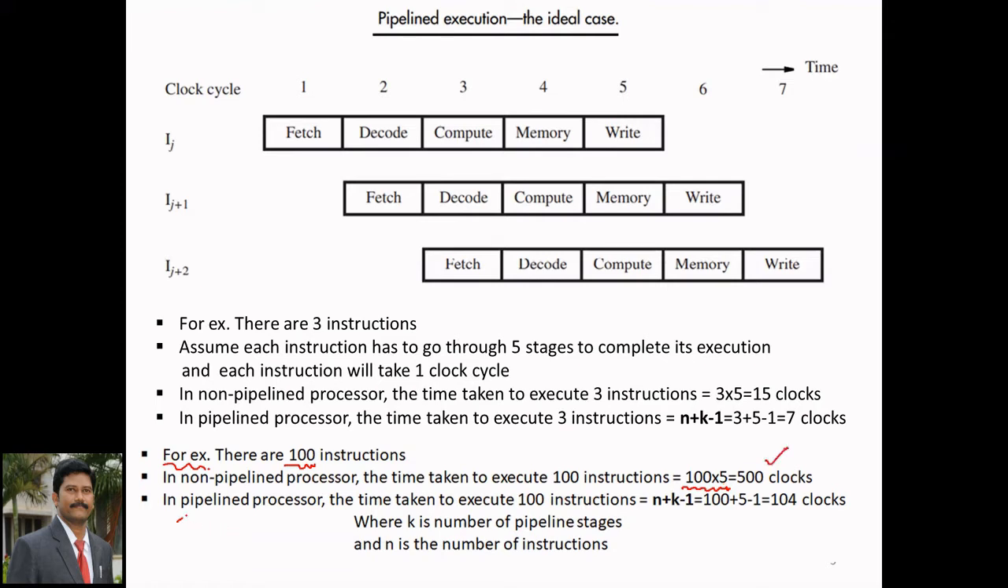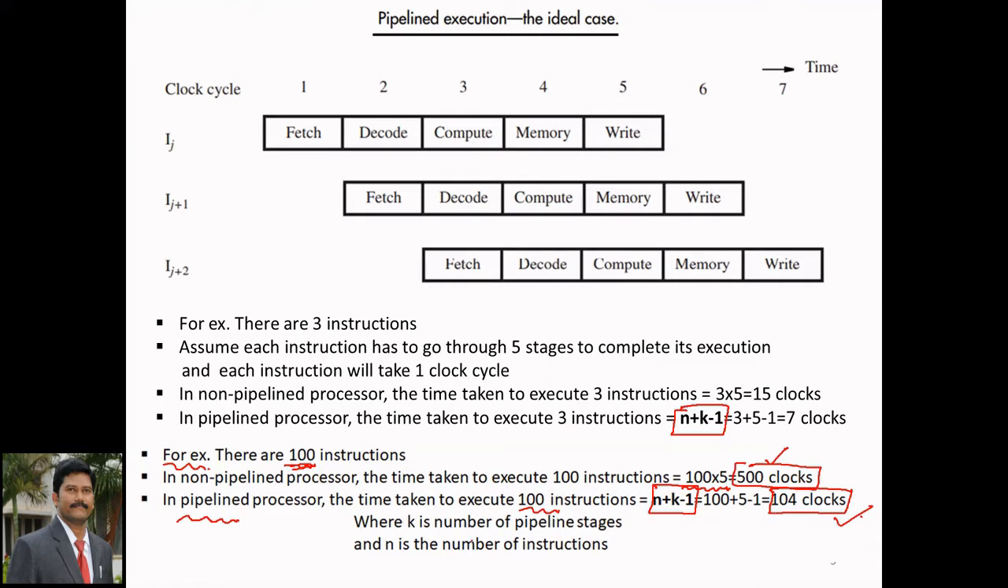Whereas in a pipeline processor, the time taken to execute 100 instructions equals, what is the formula? N plus k minus 1. What is N? Number of instructions 100, k is the number of stages 5, minus 1, that equals 104 clocks. Okay, see here the comparison. In non-pipeline it is 500 clock cycles, in pipeline that is 104 clocks. This pipeline concept increases the speed.